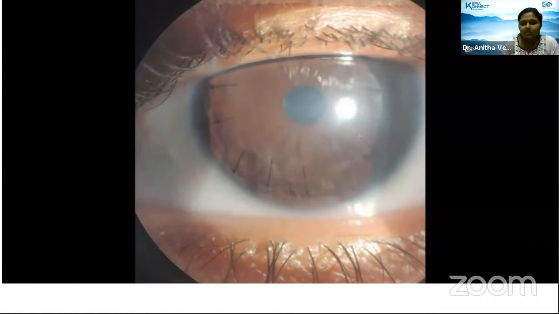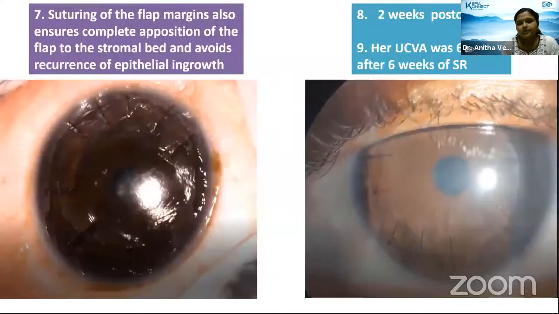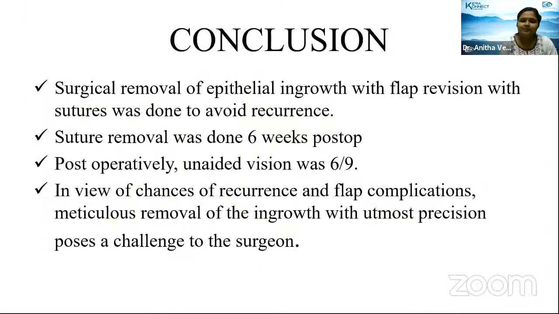The post-operative period was uneventful. The patient was on topical steroids in tapering doses for 5 weeks, and topical antibiotics were given for 2 weeks, and doxycycline was given BD for 1 week and OD for 1 week. Suture removal was done after 6 weeks post-op. It's almost 1 year now after the lockdown. There's no recurrence noted, and her uncorrected visual acuity was 6/6. Thank you.